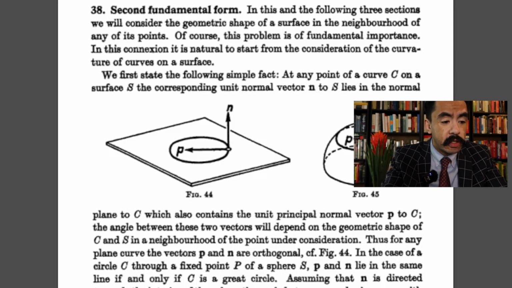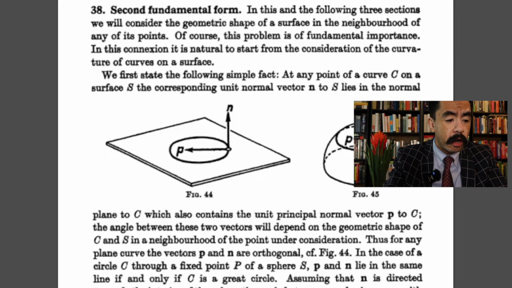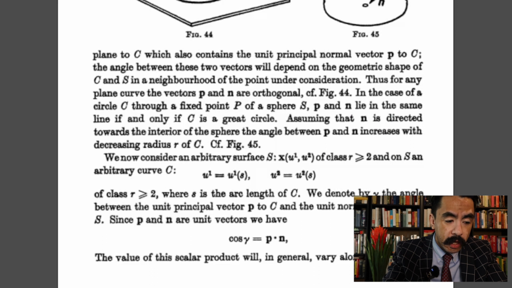The angle between these two vectors will depend on the geometric shape of capital C and capital S in a neighborhood of the point under consideration. Thus, for any plane curve, the vectors P and N are orthogonal, as shown in figure 44. In the case of a circle capital C through a fixed point capital P of a sphere capital S, vectors P and N lie in the same line if and only if capital C is a great circle.